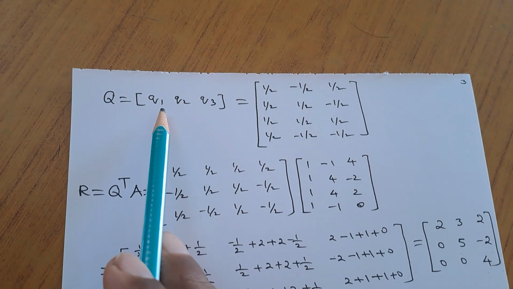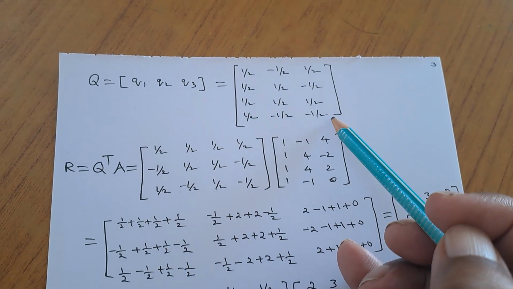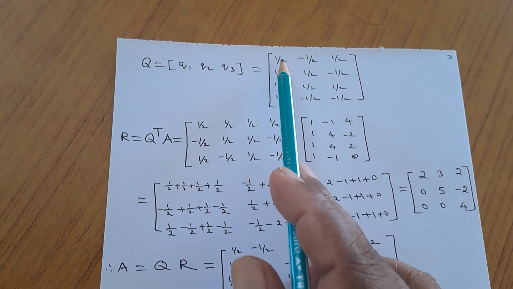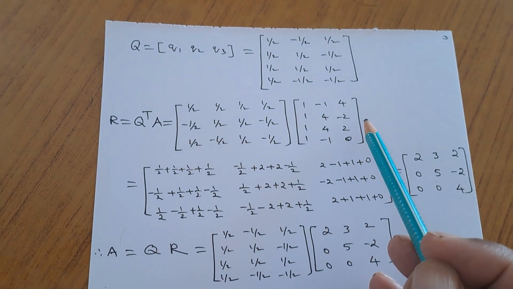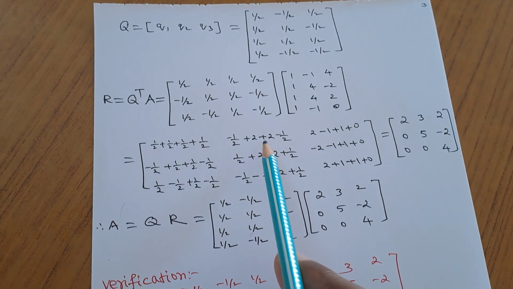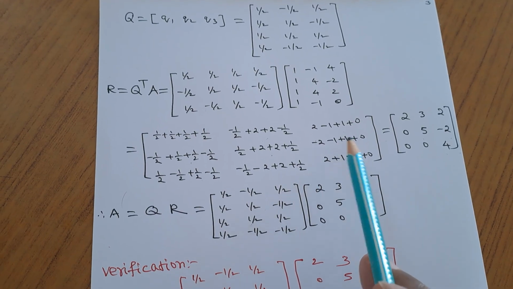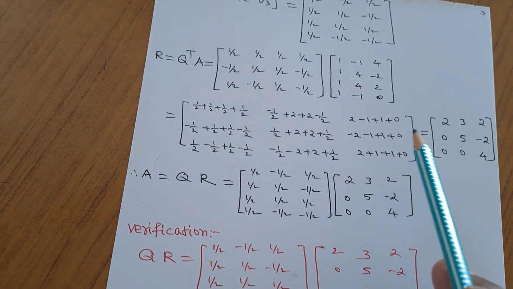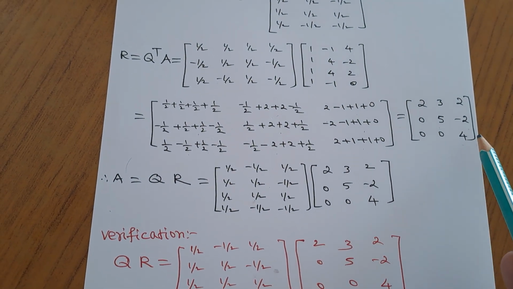Now Q is equal to Q1, Q2, Q3. Write it here: Q1, Q2, Q3. So capital R is equal to Q transpose into A, where in Q transpose you change rows into columns, into capital A given. Multiply these two matrices: first row first column, first row second column, first row third column, second row first column, second row second column, second row third column, third row first column, third row second column, third row third column. That is equal to, adding, you get 2, 3, 2, 0, 5, minus 2, 0, 0, 4.